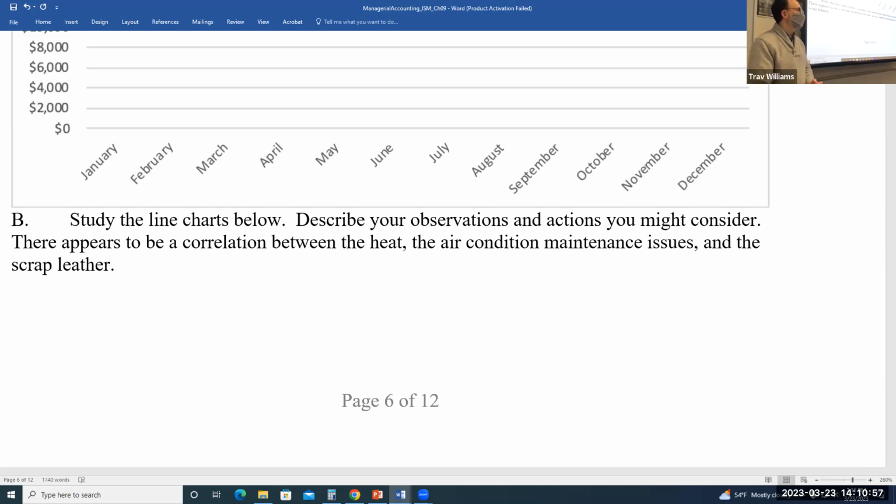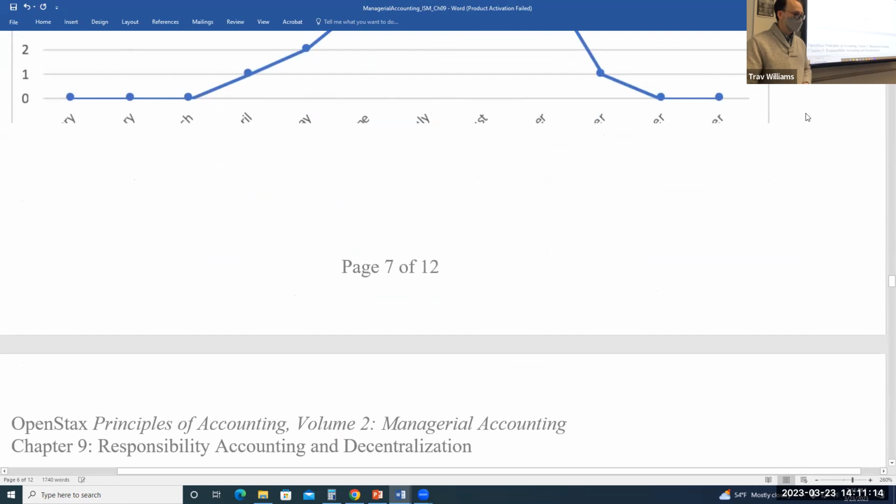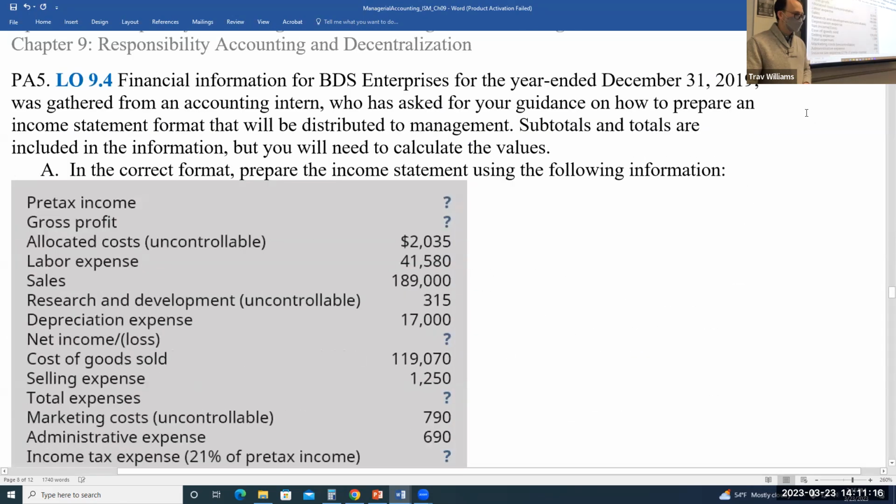We might have been able to see that looking at just the raw data, but when you've got charts like this, it just makes it that much easier to see. And that's all we have to do on that problem. So we can go to 5. Okay.